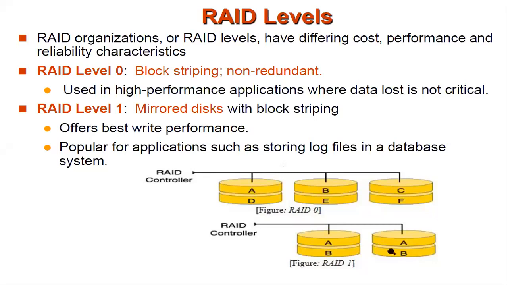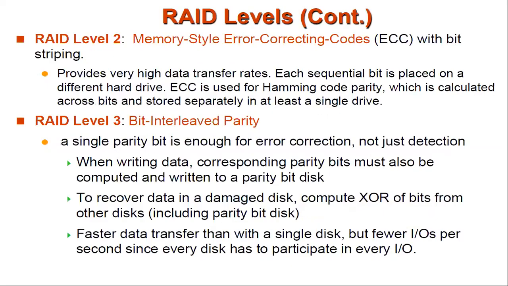Okay, then RAID level 2, it is memory-style error correction coding with bit striping. You can see this one is bit striping. Okay, bit striping, we already said it is mostly not used, but anyway, for understanding purposes, we'll study what bit striping is. In bit striping, we already spoke about this, you are trying to store or write each and every bit of your data across multiple disks.